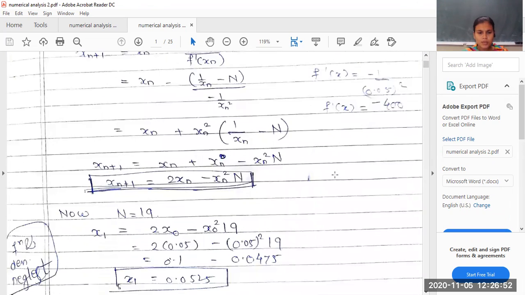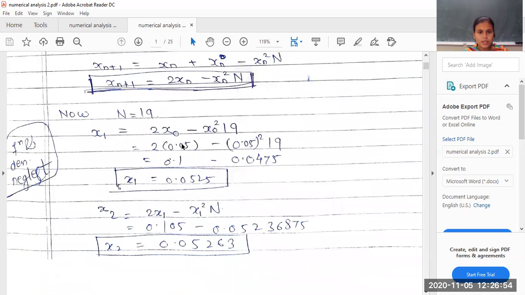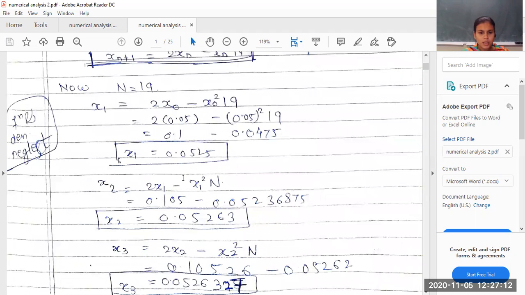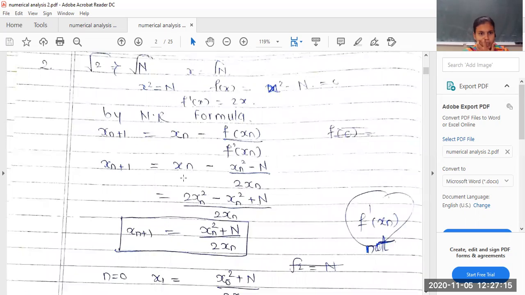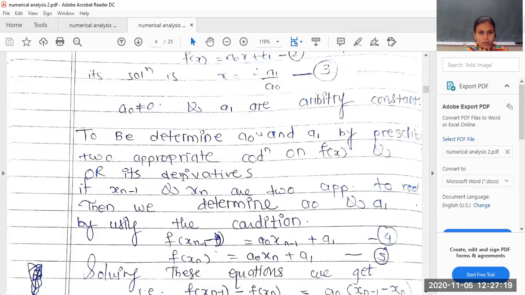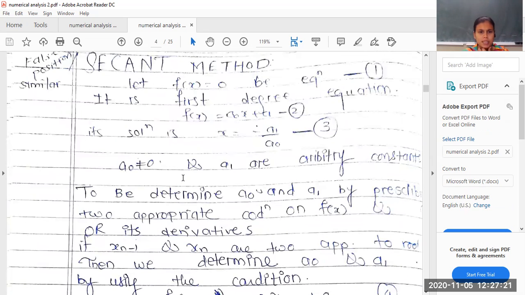Okay. So now we can select x naught is 0.05, and in this way we have solved. x1 is equal to, where n equal to 0, we get x1 is equal to 2x0 minus x0 square into 19. Okay, so in this way we have solved the example. Okay, so let me go to the next method, the secant method.